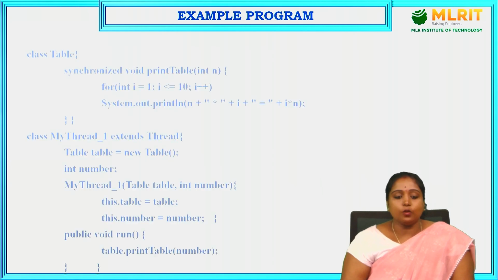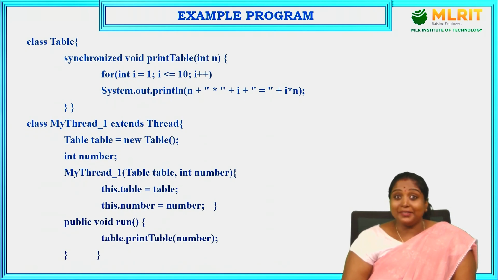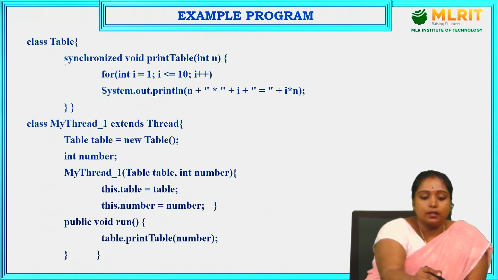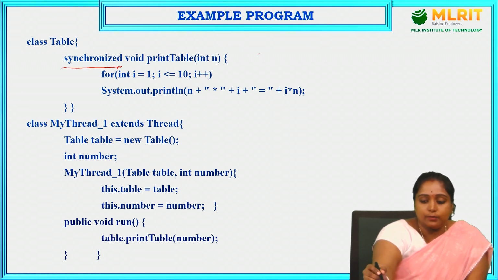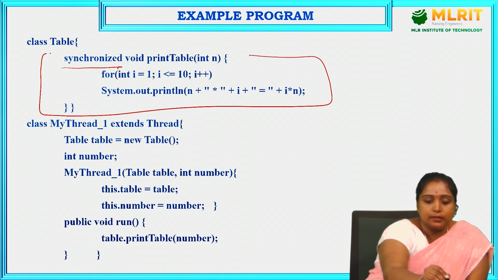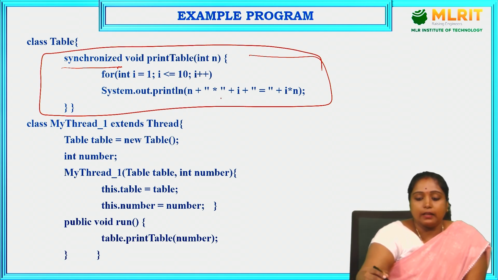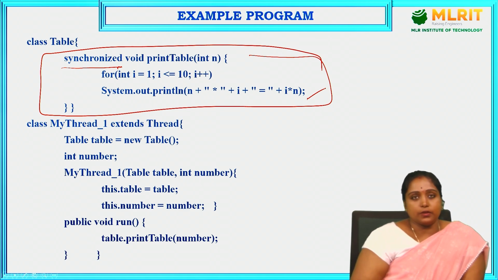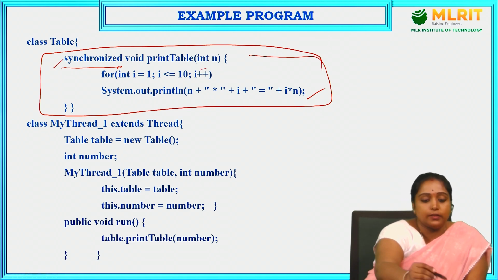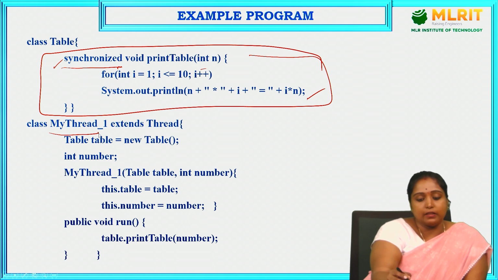So let us go with an example program for the synchronized method. Here I am creating a class Table, and this is my synchronized method. I just want to do the multiplication of a table, and this is a synchronized table.